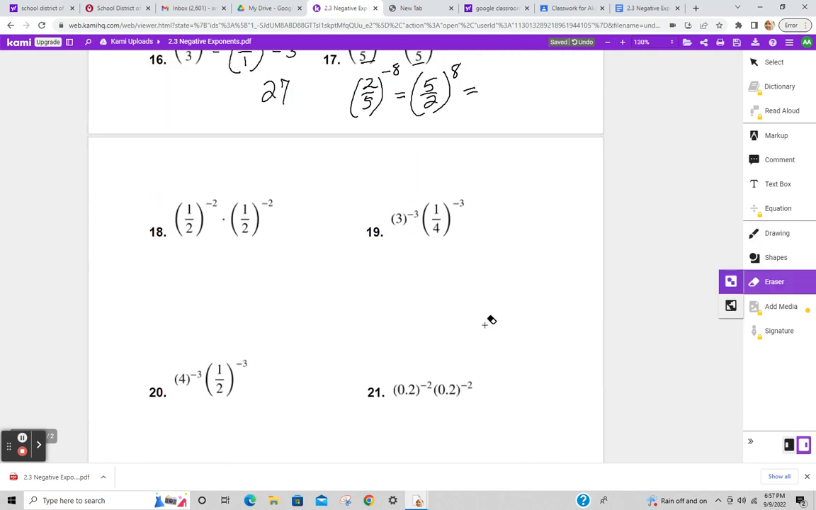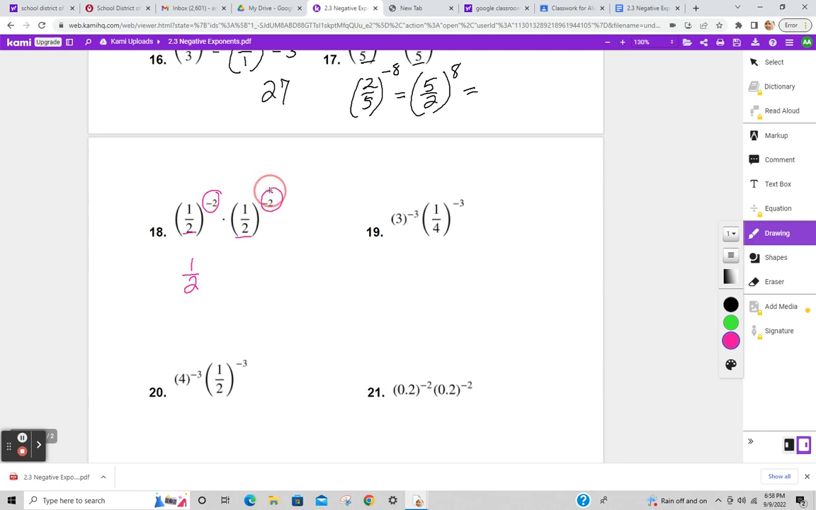Okay, number 18 is just like number 17. The bases are the same. So these are powers with the same base. We keep the same base, and we just add the exponent. -2 plus -2 is -4. That's our first step. Now we have to simplify that.